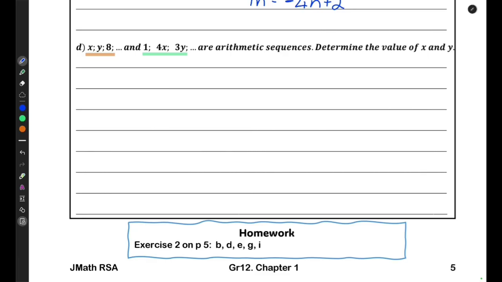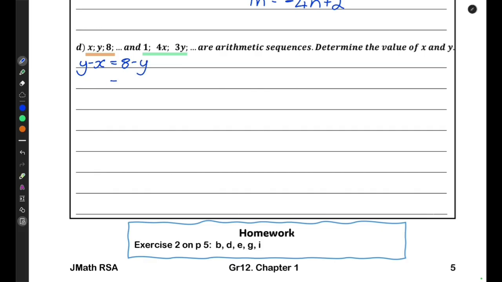Now, I'm going to start the same way I started the previous one, with term 2 minus term 1 must be equal to term 3 minus term 2. The only difference now is I'm going to do that twice, once with the orange and once with the green, to get equations, and this is going to end as simultaneous equations. So I'm going to say y minus x is equal to 8 minus y.